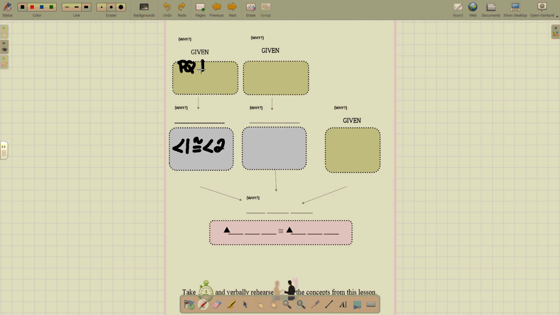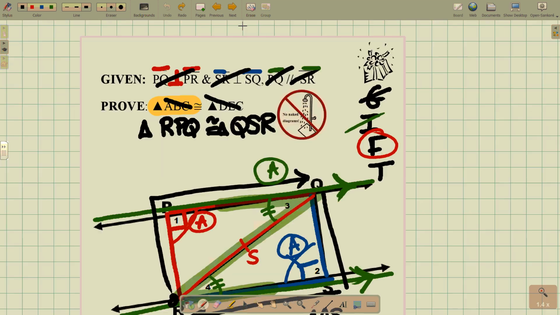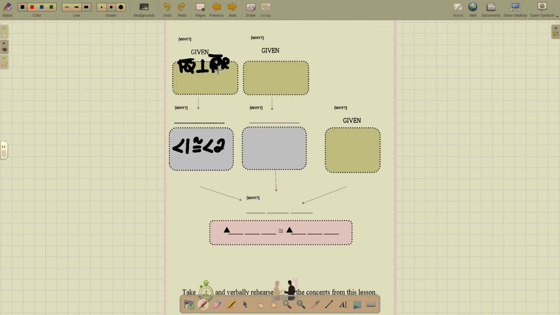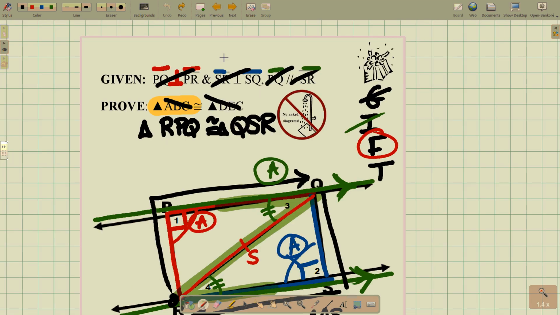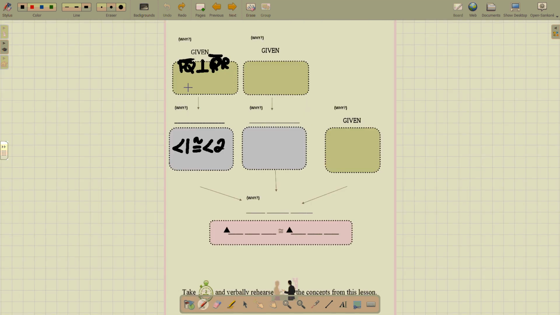PQ perpendicular to PR, and then we had SR and SQ. Those perpendiculars gave us angles 1 and 2. And the reason why? Because we have right angles due to perpendicular lines.